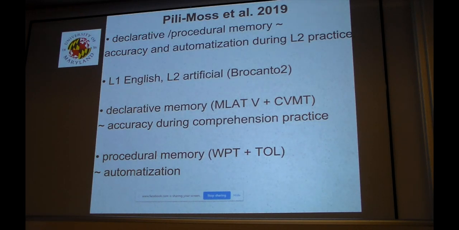What they found is that declarative memory, as measured by part 5 of the MLAT, which is paired associates, and the continuous visual memory task, predicted accuracy during comprehension practice, whereas procedural memory was a better predictor of automatization. Procedural memory was measured with the weather prediction task and the Tower of London task that you may have heard of. I can show you some pictures of the CVMT at the end if there is time, but I don't think there will be time.